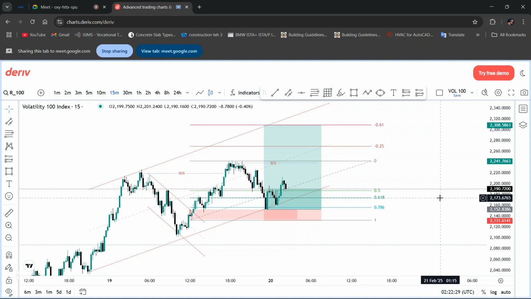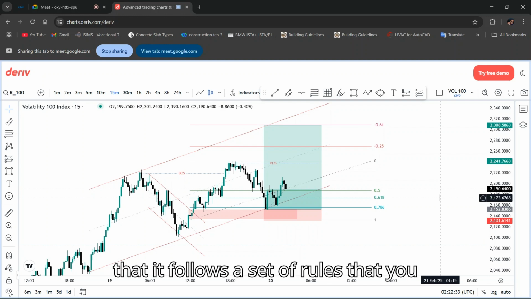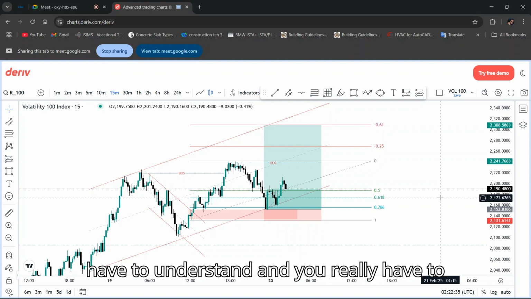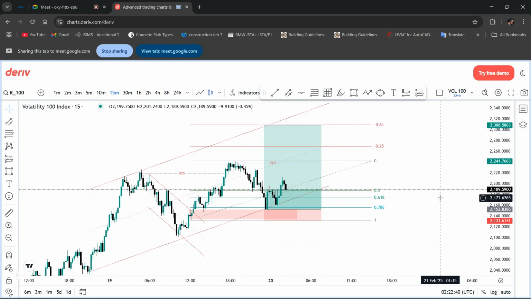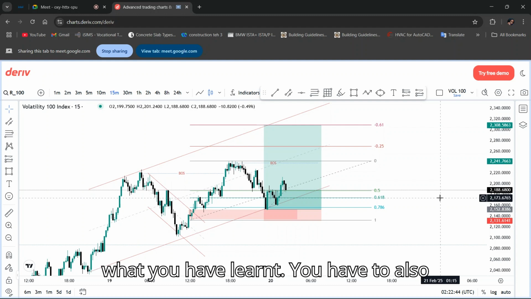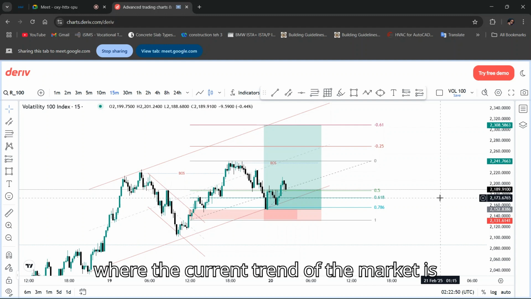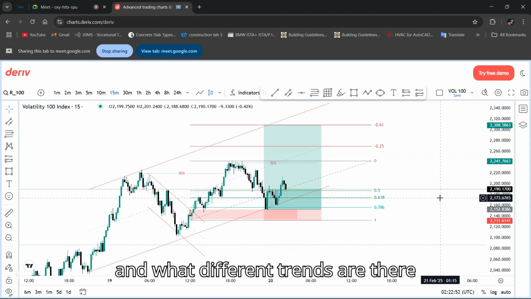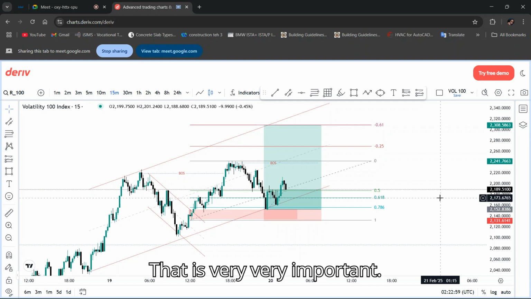So really, trading is not hard, it's just that it follows a set of rules that you have to understand, and you really have to focus while you're marking up the market. You have to be focusing on how you apply what you have learned. You have to also focus on looking at where the current trend of the market is and what different trends are there within the trend that you're looking at. Right? That is very, very important.